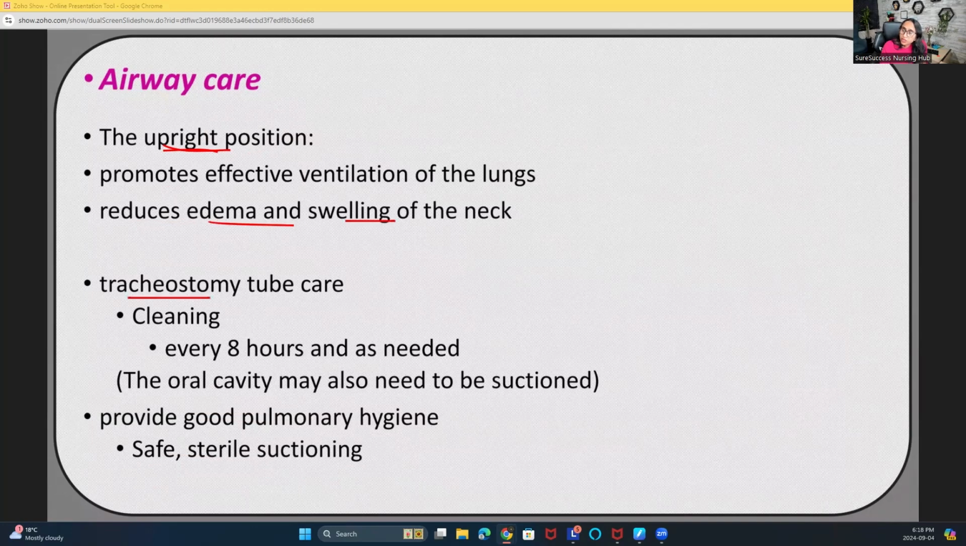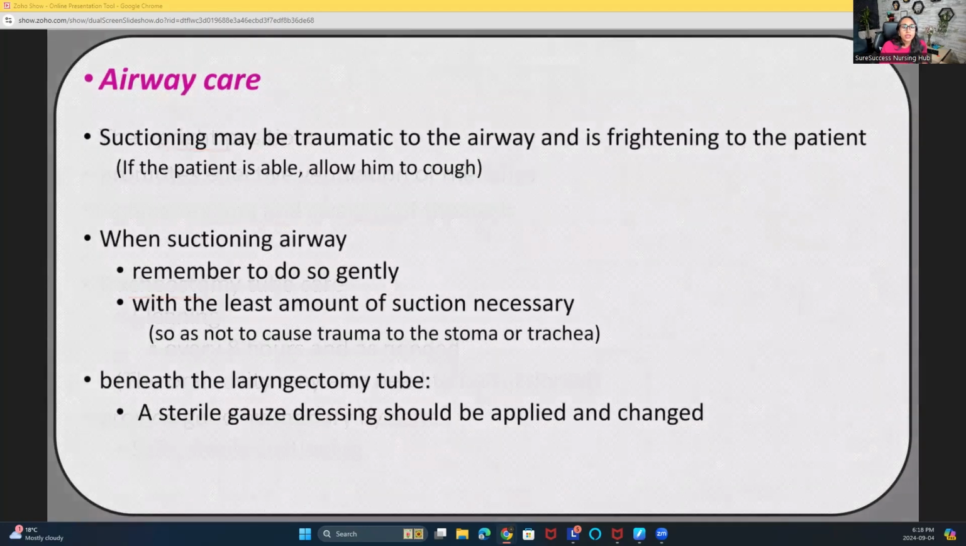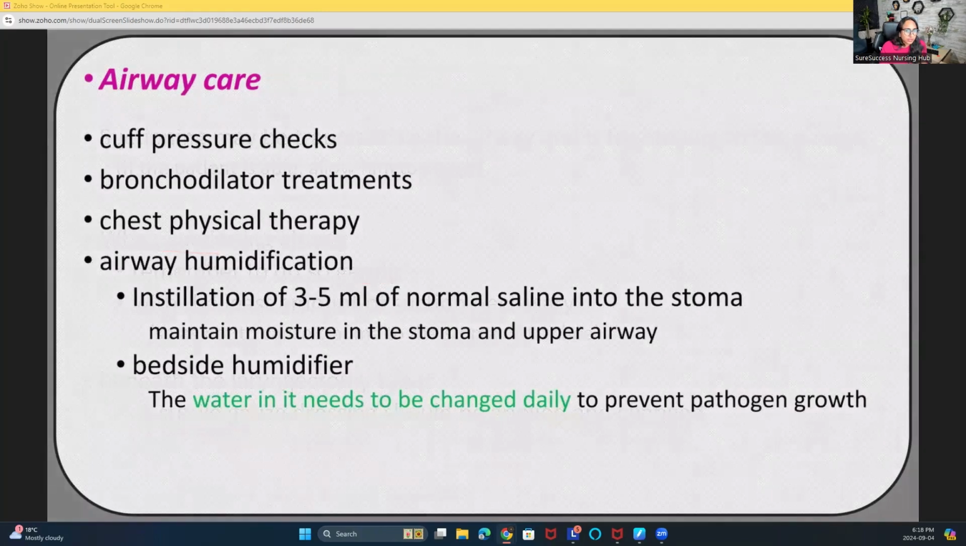Do the tracheostomy care. Tracheostomy care, we have learned about the cleaning, pulmonary hygiene, suctioning, we have studied already. Okay, suctioning is traumatic, so make sure that you try the other things. Whenever you are doing the suctioning, always do it gently. And whenever there is a tracheostomy, either laryngectomy or tracheostomy, you should be using sterile gauze. We have studied how to change the gauze pieces, how to do the dressing.